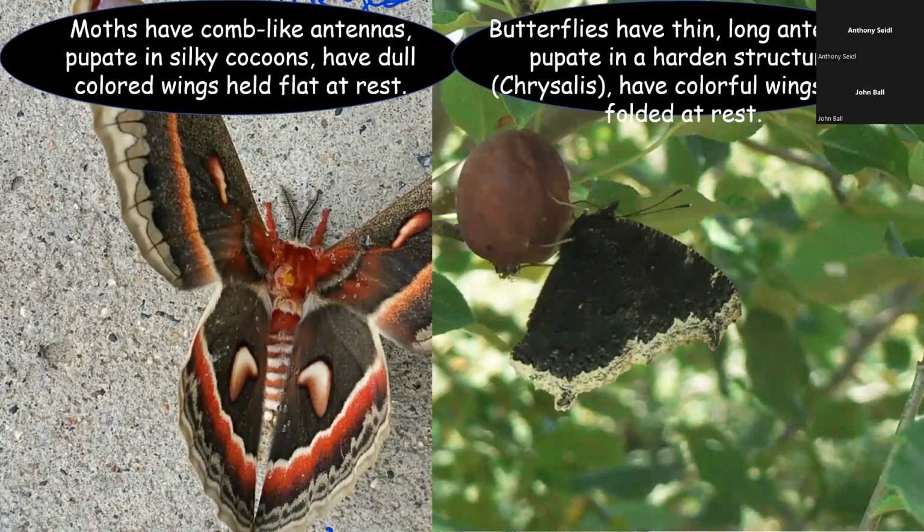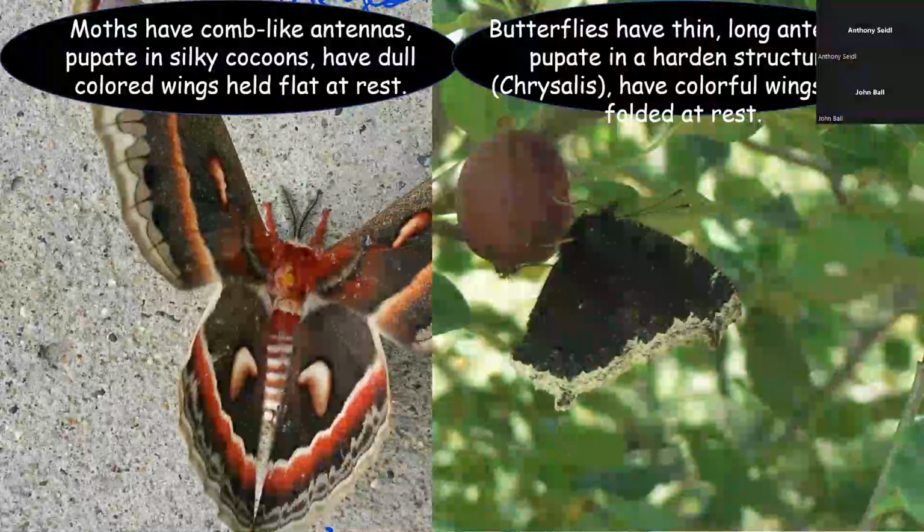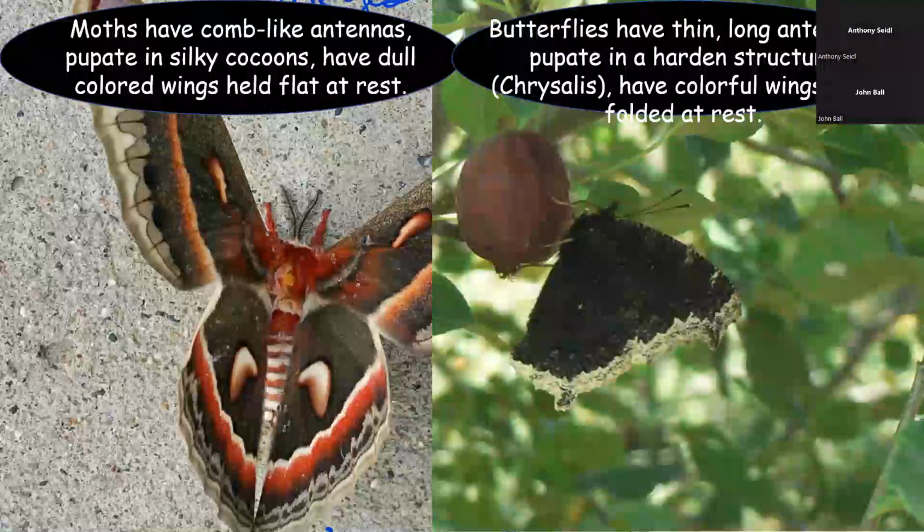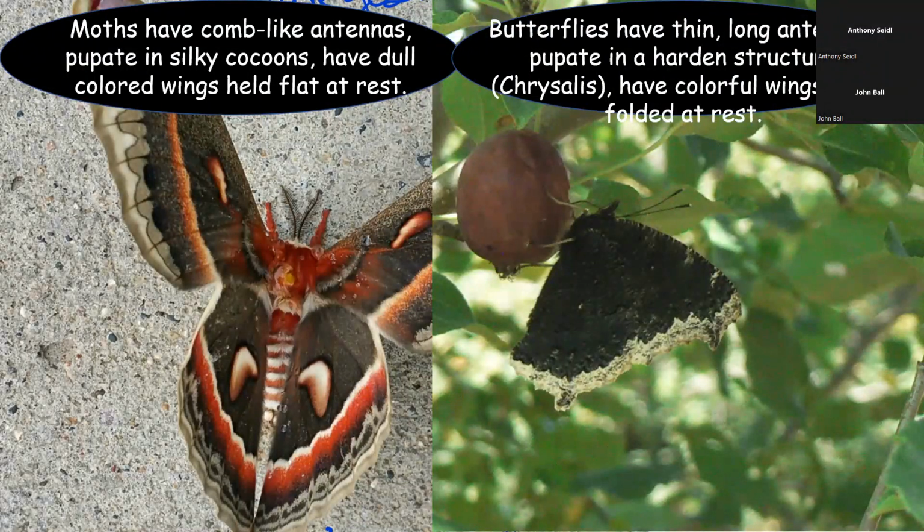Butterflies, on the other hand, have these very long, thin antennae, as you can see here in the morning cloak. And they're going to pupate in a fairly hardened structure. It's made out of protein, so it's usually not the silky mass that you find. Many of them, not all, of course, but many of them can have very colorful wings. Think of monarchs, for example. And butterflies and moths tend to fold their wings when they're at rest, or kind of tent-like, as we'll see with some of the moths.